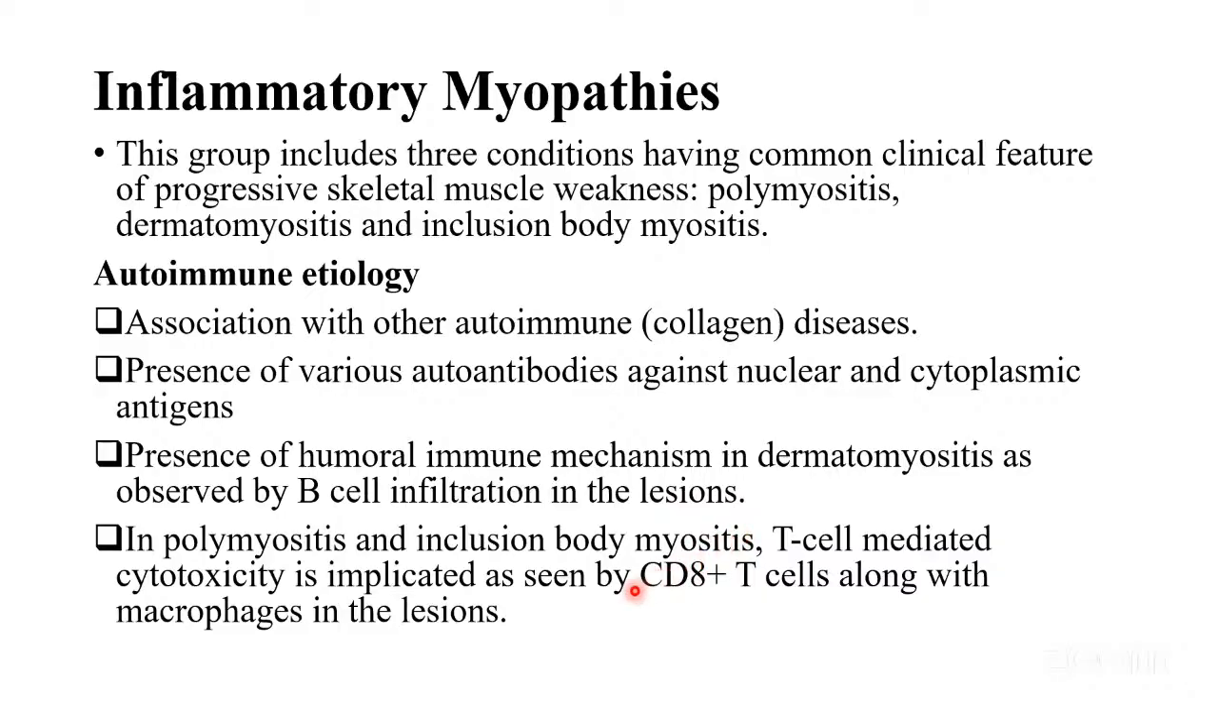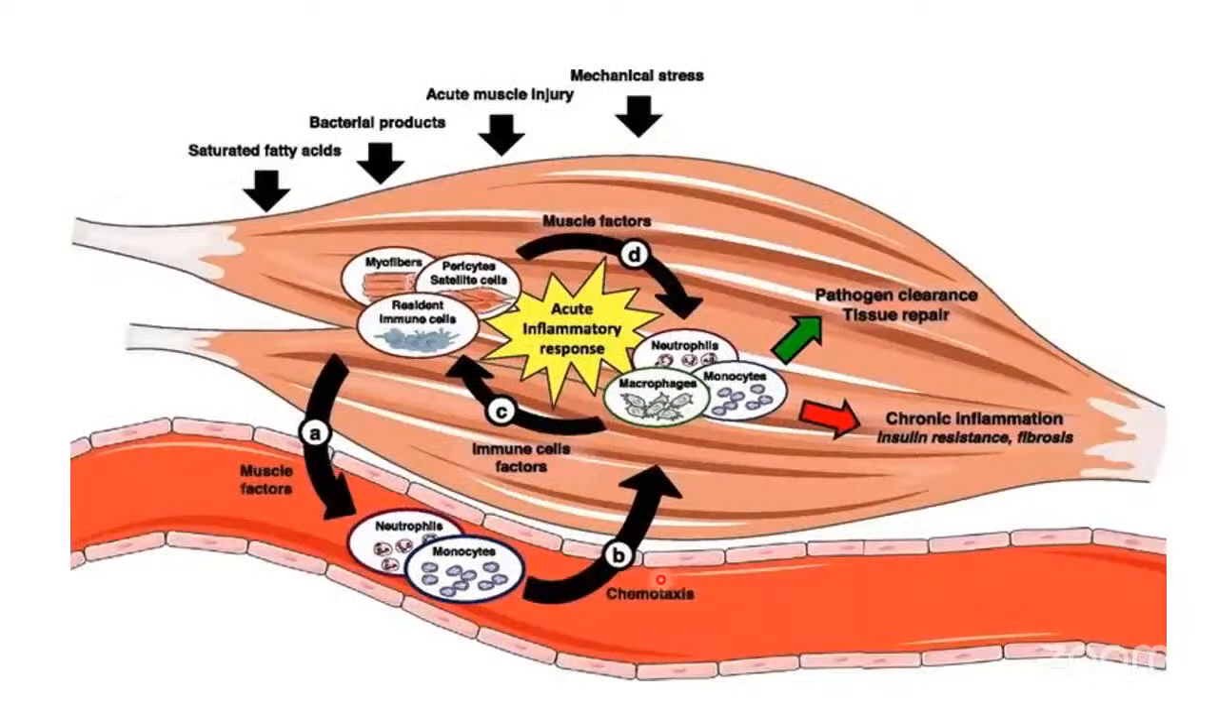The presence of immune mechanisms in dermatomyositis is observed in B cell infiltration in the lesion. If you're looking at the lesion itself, there is a chronic inflammation with a lot of B cell infiltration. When you do immunohistochemistry for B cells, you'll see that these are not T cells in the tissue; they are only B cells, antibody secreting cells. And in polymyositis and inclusion body myositis, T cell mediated cytotoxicity is also implicated, as seen by CD8 positive T cells along with macrophages in the lesion. So this is also seen through histochemistry.